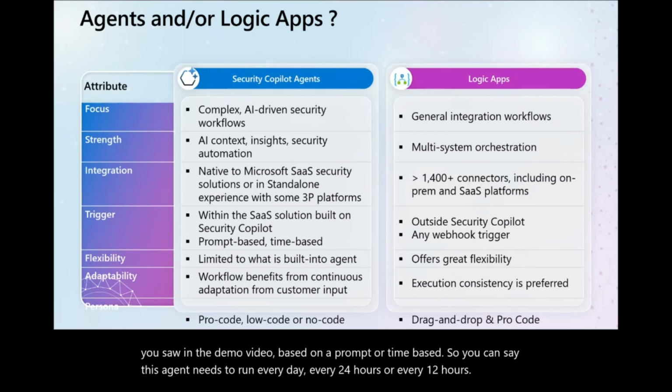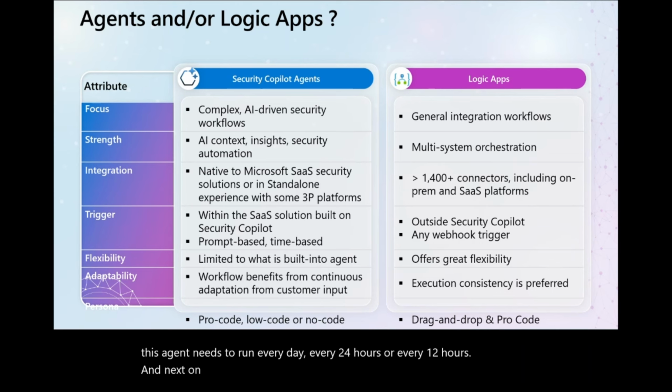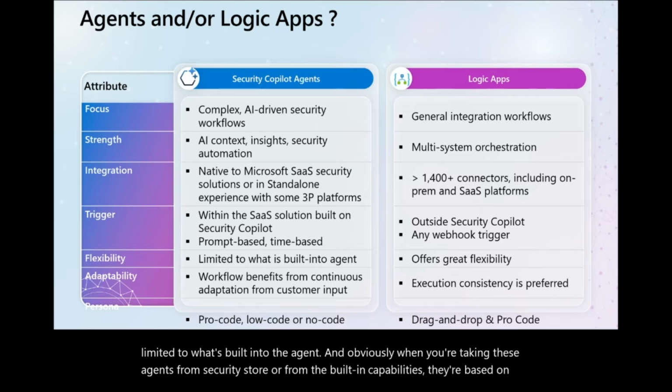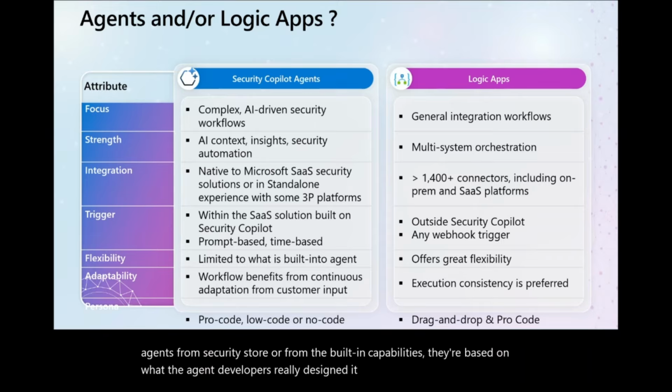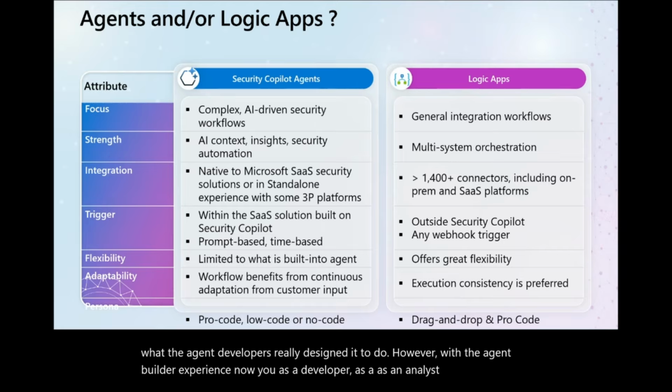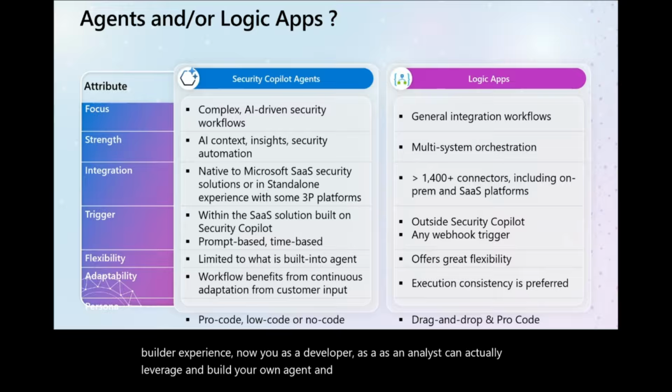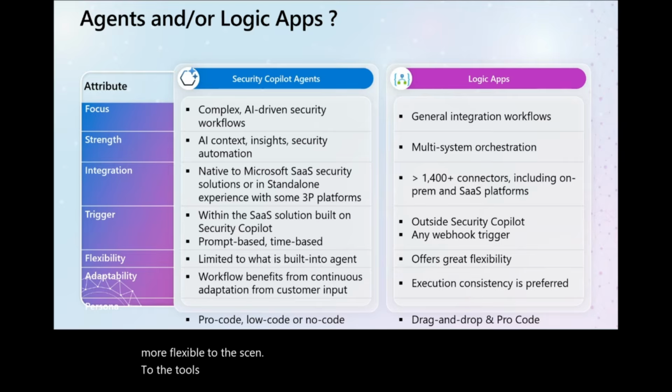Next, on flexibility. The flexibility of the AI in the Security Copilot agents is limited to what's built into the agent. Obviously, when you're taking these agents from the Security Store or from the built-in capabilities, they're based on what the agent developers really designed them to do. However, with the agent builder experience, you as a developer or analyst can build your own agent, and make it a little more flexible to the scenarios and the tools that you want to use for the scenario.